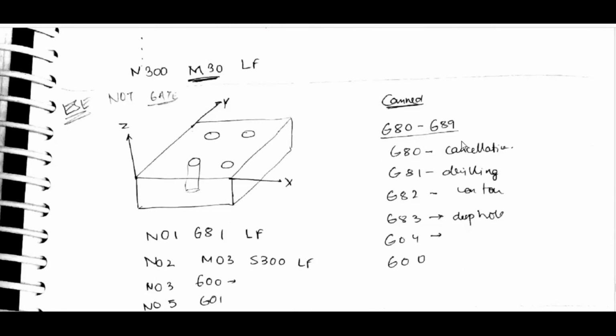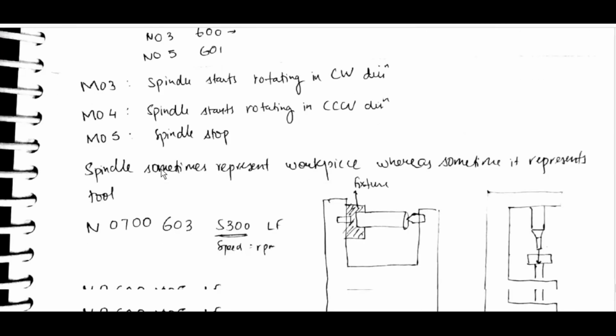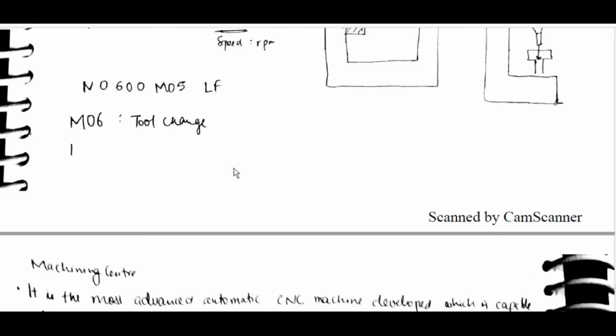Canned cycles are G80 to G89. G80 cancel, G81 drilling, G82 counterboring, G83 deep hole. M03: spindle starts rotating in the clockwise direction. M04: spindle starts rotating in the counterclockwise direction. M05: spindle stop. Spindle sometimes represents a workpiece, whereas sometimes it represents the tool.